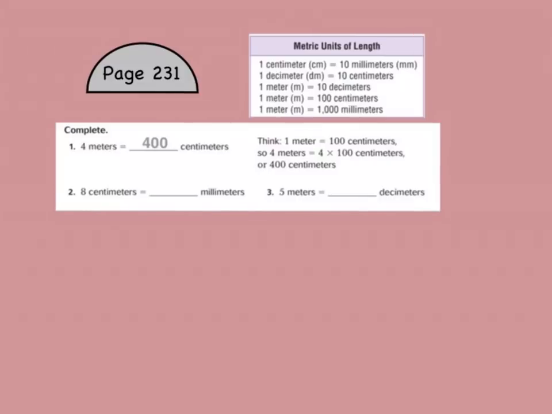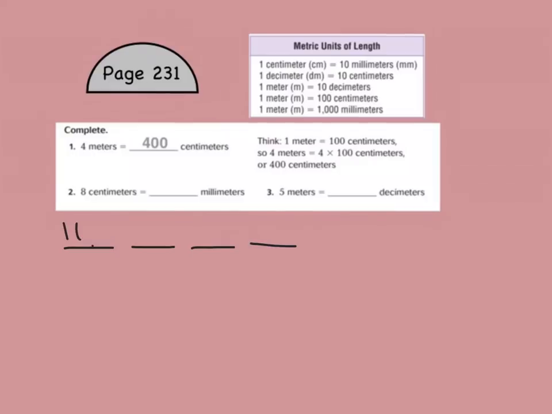It says 4 meters is equal to blank centimeters. Now they've already done this, but we're going to pretend like they haven't. The first thing we need to do is draw our model. I need to draw 4 lines to represent my 4 meters. 1, 2, 3, and 4. And if I look back up in my metric units of length chart, I see that 1 meter is equal to 100 centimeters. So in each of these blanks, I need to write 100.